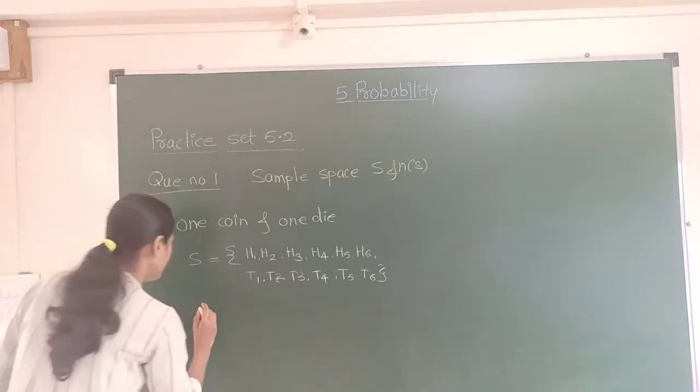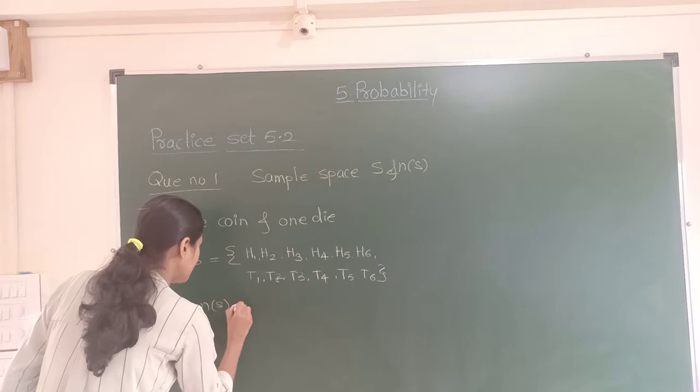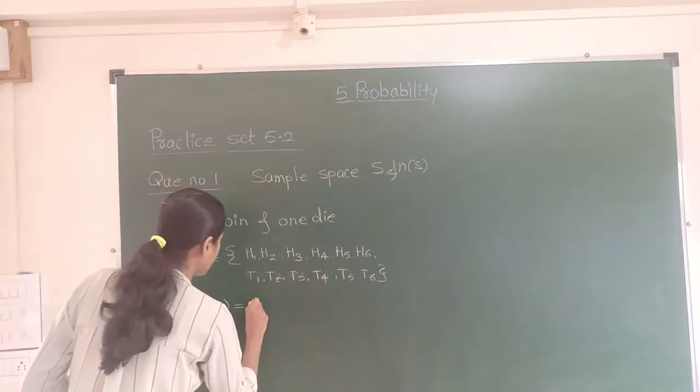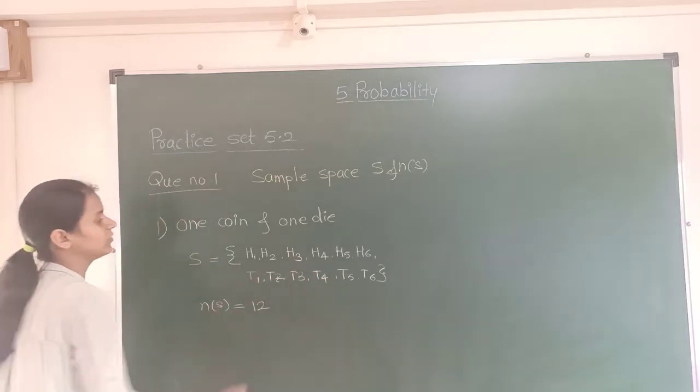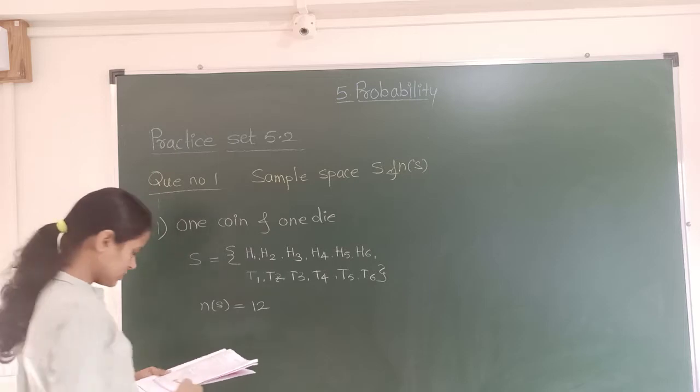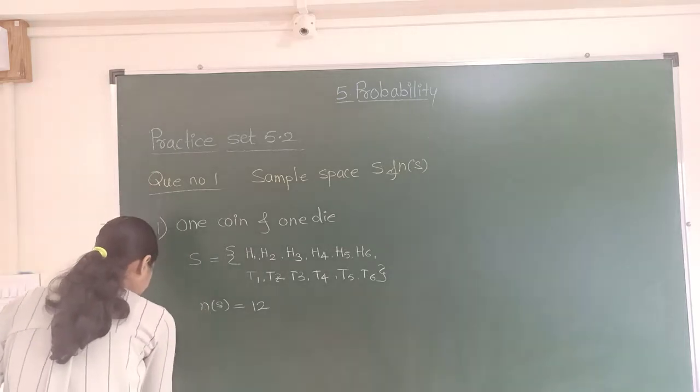And we have to write number of sample space. Number of sample space is denoted by n(S). These are 6 and these are 6, and n(S) is 12. There are total 12 sample points in the given sample space. Okay, so we will move towards the next one.